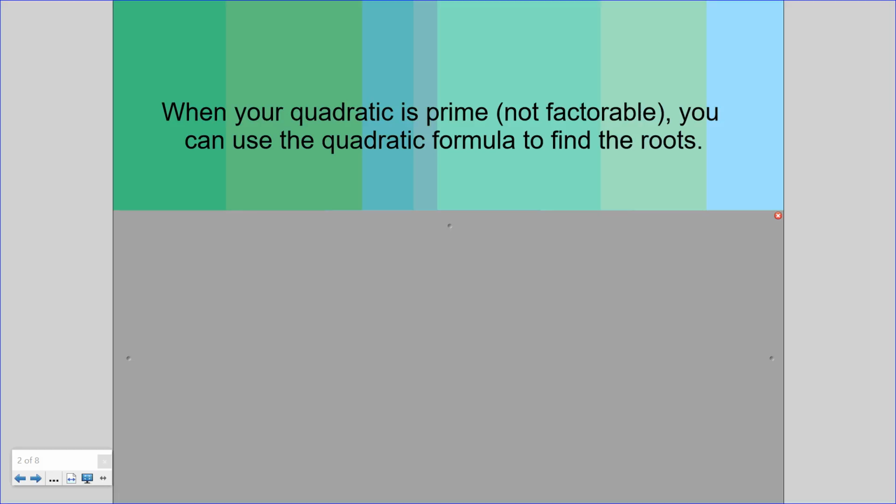When the quadratic equation you're solving is prime, meaning it cannot be factored using your factoring methods, you will be able, after this day, to use the quadratic formula to help you find the roots. Remember, just because your quadratic is prime does not mean it can't be graphed or that it doesn't have roots. That just means that its roots are not nice, clean numbers like integers or nice fractions. When this occurs, we'll be able to use the quadratic formula.